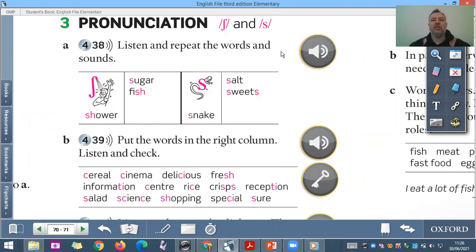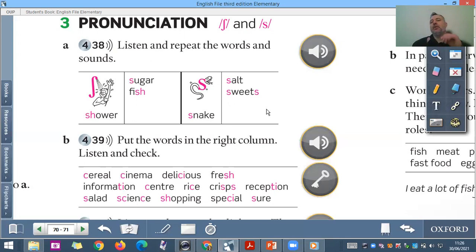Okay, you see the basic difference here? Sh, sh, and s. Shower, sugar, fish, not fish. Yeah, I'm whistling. Fish, sugar, fish, snake, salt, sweets.